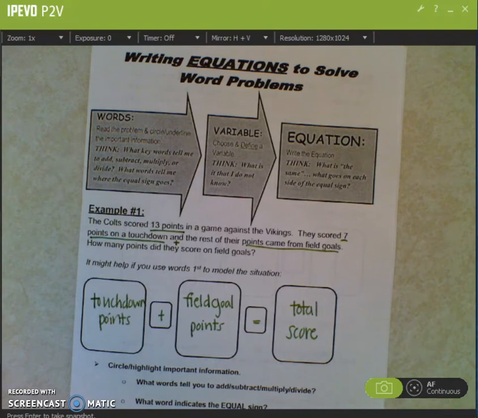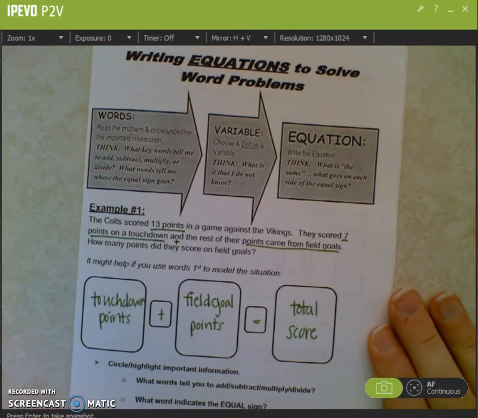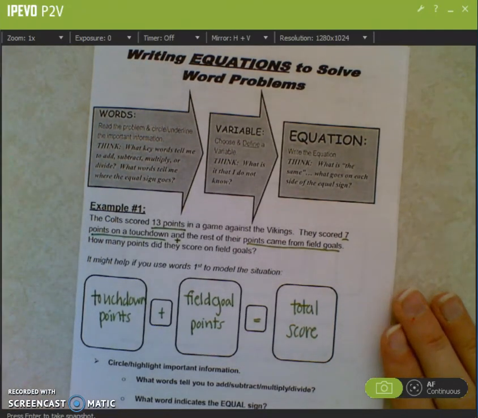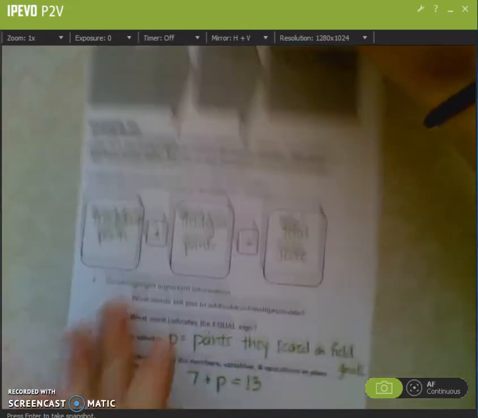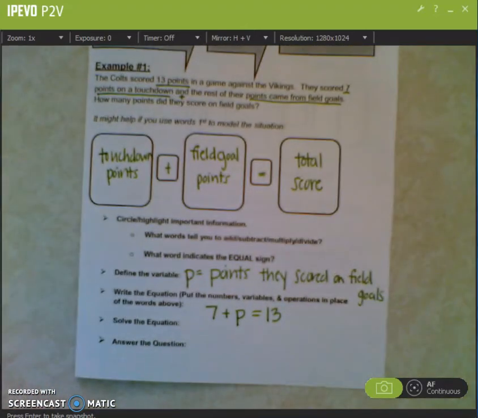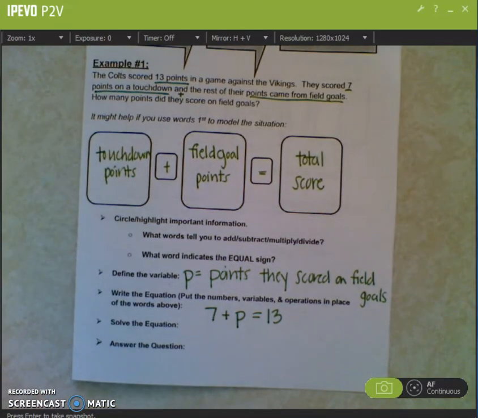So write the equation, put the numbers, variables, and operations in place of the words above. For touchdown points, we know they scored 7. Plus, for field goal points, we don't know, so I'm going to put my variable P as points they earned on field goals. And that's going to equal my total score, which I know is 13. Let me scroll down here so you can see this. So 7 plus P equals 13. And P is equal to the points they scored on field goals.